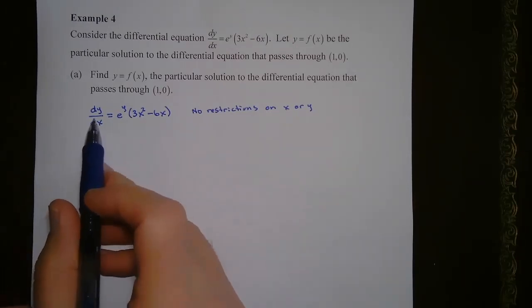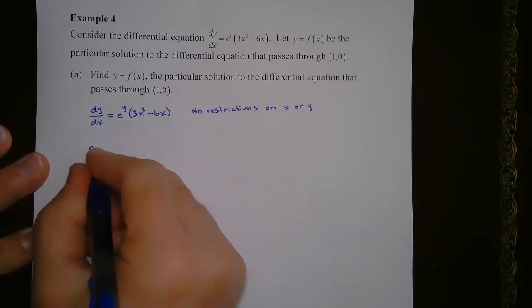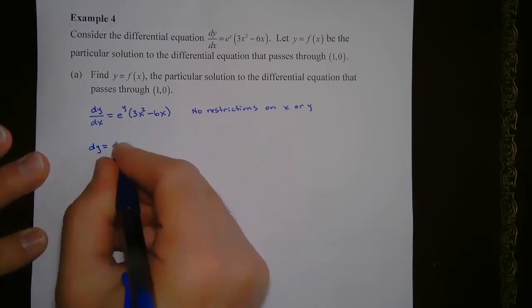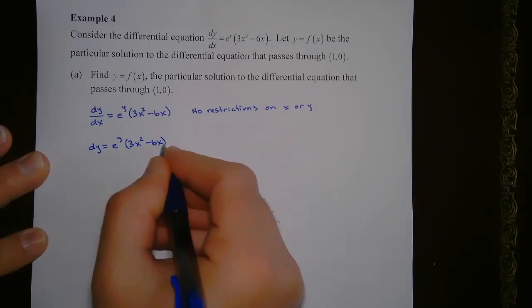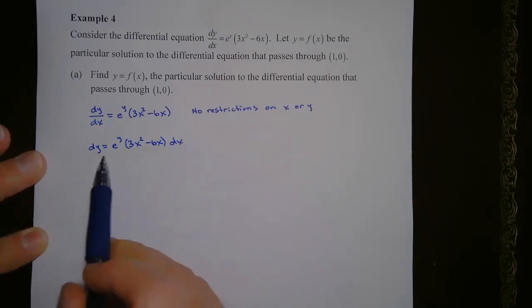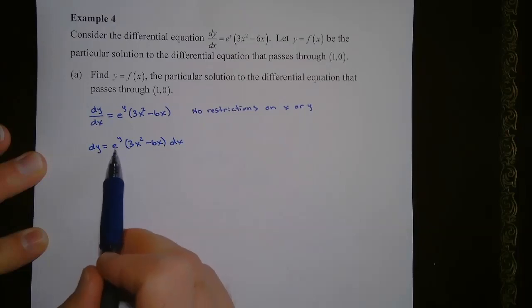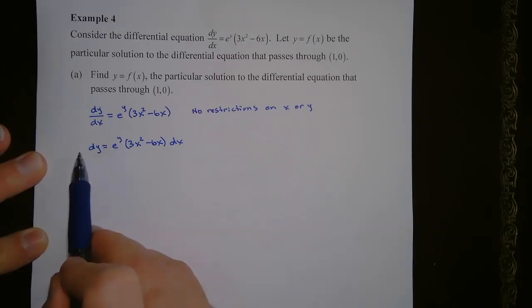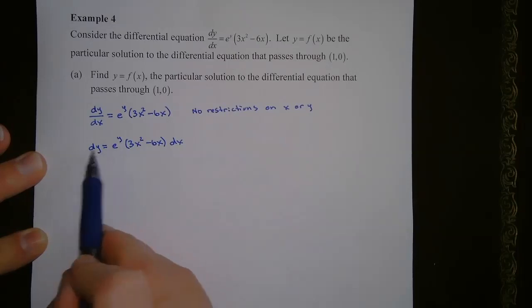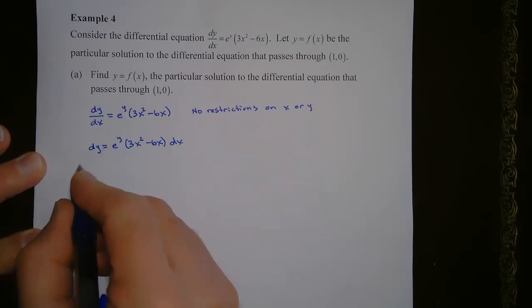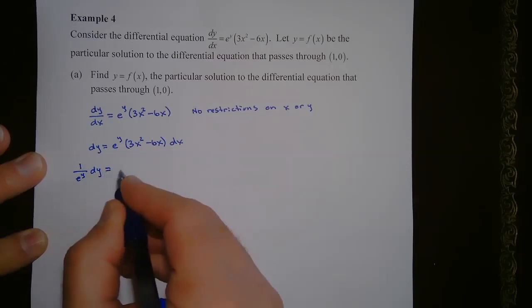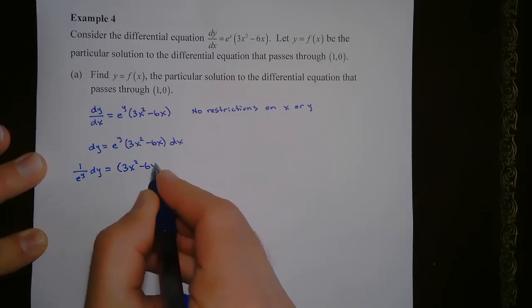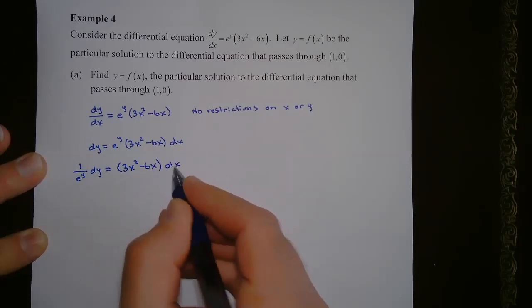So the next step is we want to multiply both sides by dx, so that would give us dy is equal to e to the y times 3x squared minus 6x dx. All right. Now, this is where our y term is, our e to the y. So we want to move that over here with the dy. So I'm going to multiply both sides by 1 over e to the y. So 1 over e to the y dy is equivalent to, and we still need parentheses here, 3x squared minus 6x, close the parenthesis, and then dx.